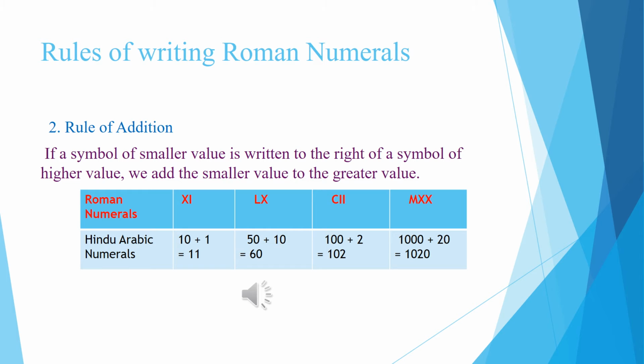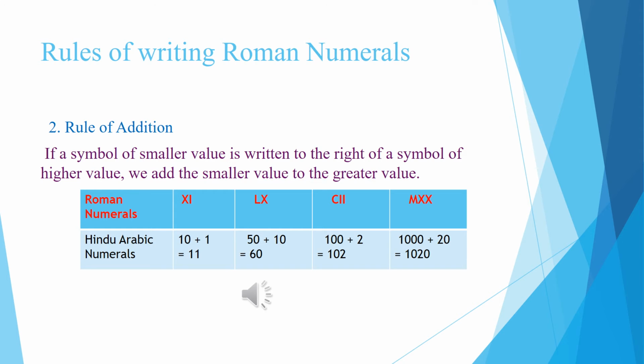Second Roman numeral is LX. The value of L is 50 and the value of X is 10. Since X is smaller than L and it is to the right side of L, X is added to L. So 50 plus 10 gives us 60. Third example, CII. The value of C is 100 and the value of I is 1. So I and I becomes 2. So C is 100 and I is 2. So 100 plus 2 gives us 102. Fourth example, MXX.